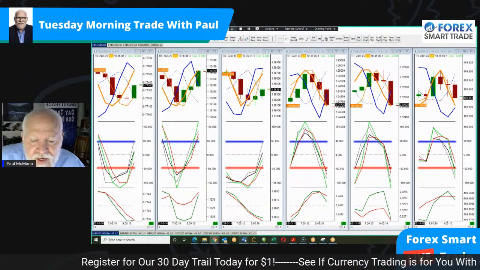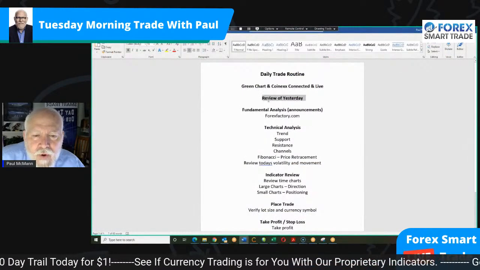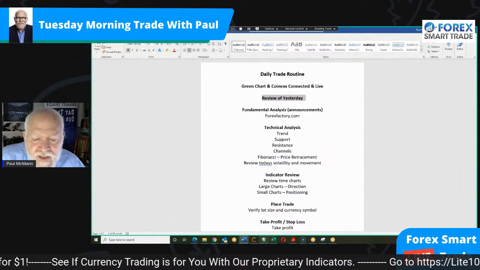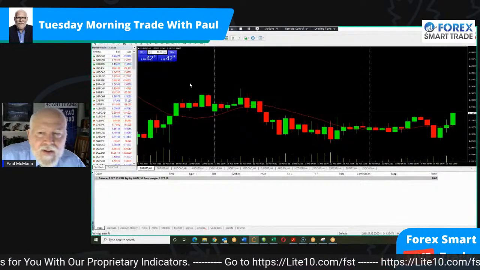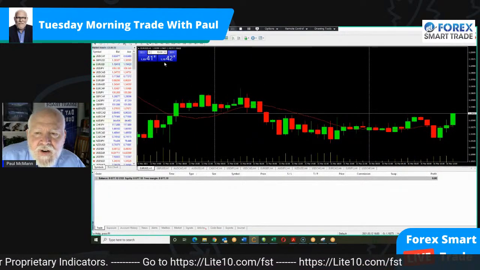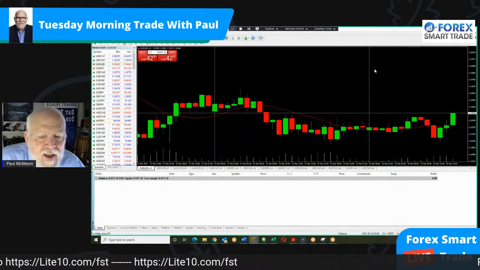So let's go back to the checklist. The green chart is connected. Let's just make sure our CoinEx is connected, and I can tell because I see these numbers changing here. So we've got a live chart on the CoinEx. This is a demo account.